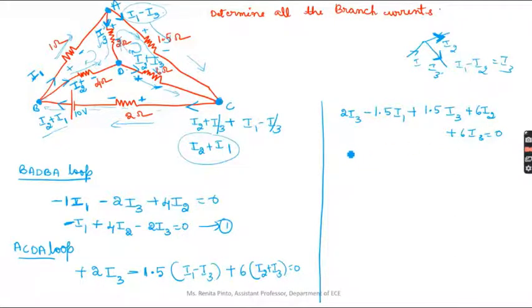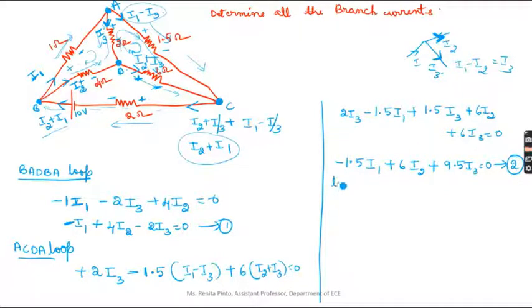So let me arrange in terms of I1, I2, I3. It will be minus 1.5 I1, next plus 6 I2, next 9.5 I3 equal to 0. So this one will be the second equation.